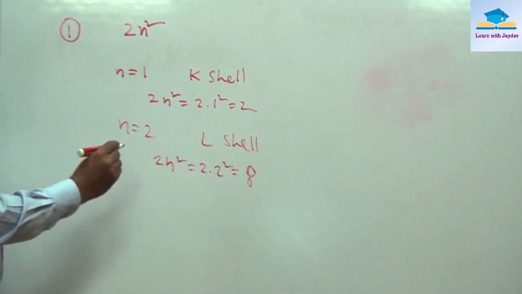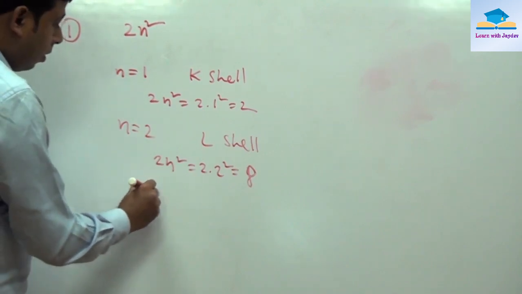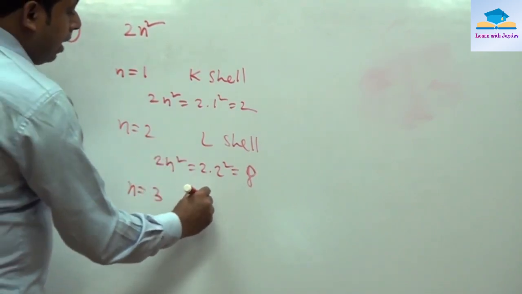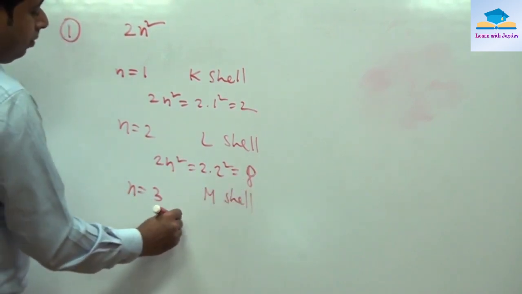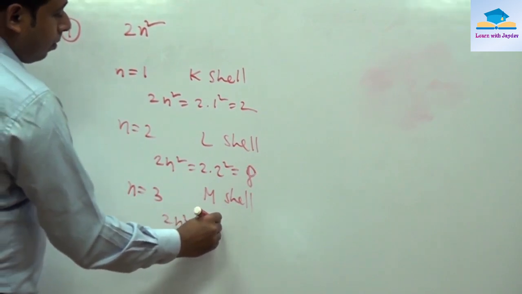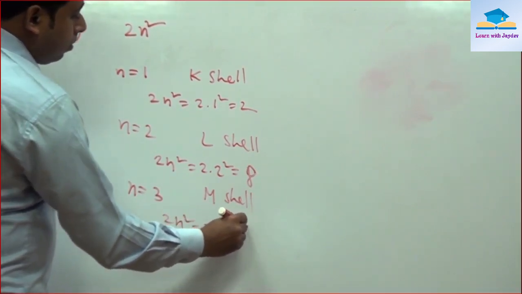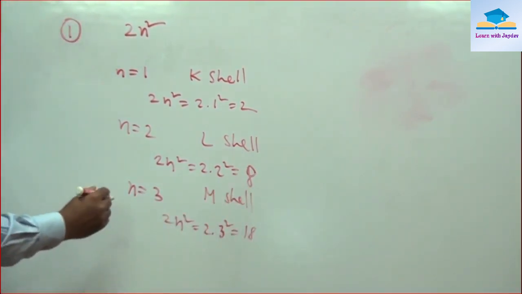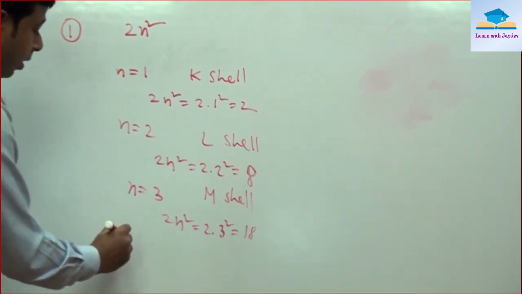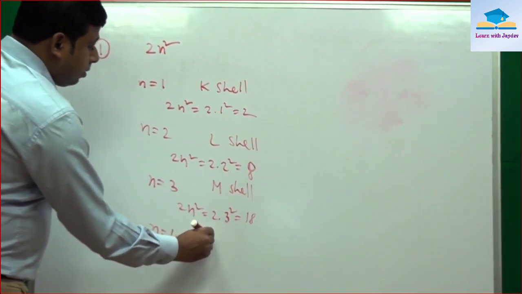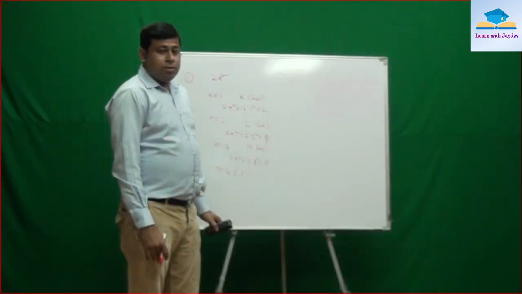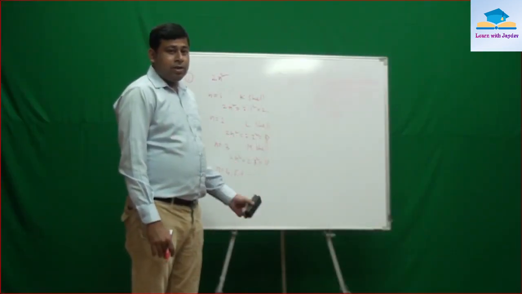in case of the third orbit, that is the M shell, the number of electrons will be likewise. We can calculate the number of electrons in the orbits n equals 4, 5 or 6 and so on. So the number of electrons in different orbits are different.